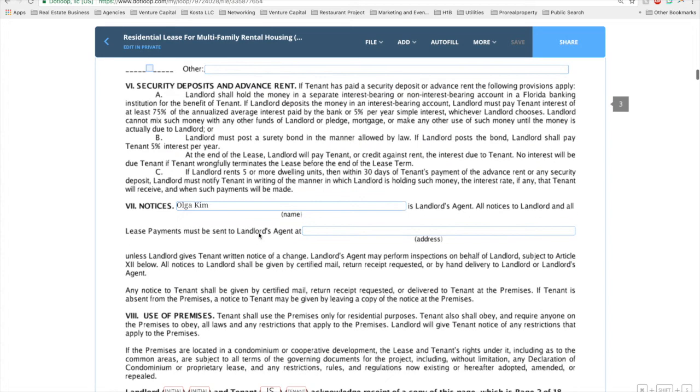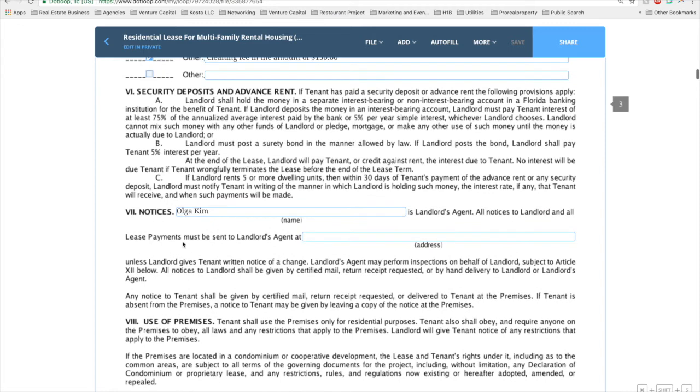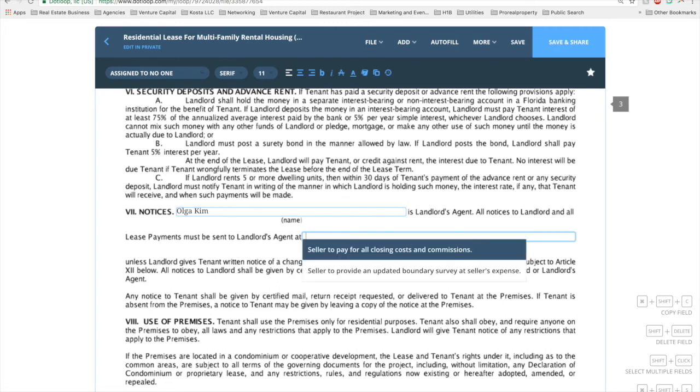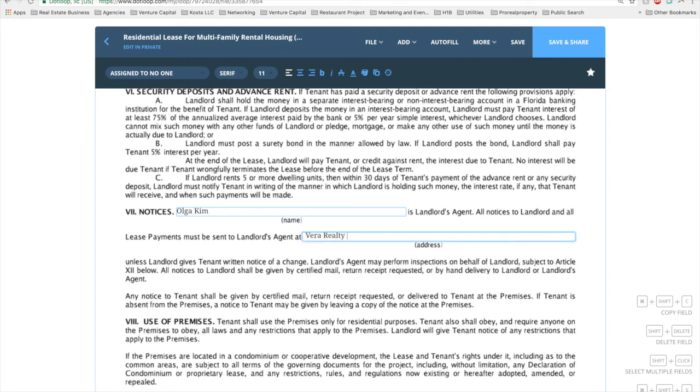Very important. Number 7, notices. Olga Kim is landlord's agent. All notices to landlord and all lease payments must be sent to landlord's agent at, and you put what they advise you to, their office or their PO box or whichever address they want to use, but they need to be sure that they will be available at this address. In our case, Olga would like to use the office address, so we can put Very Realty LLC, 3505 South Ocean Drive, Hollywood, Florida 33019.